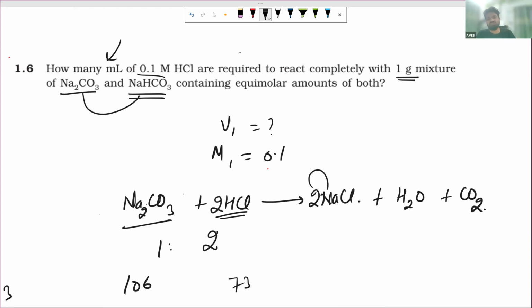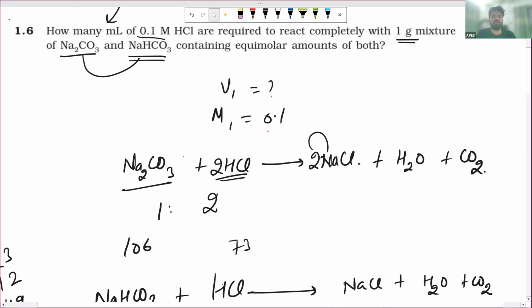So the simplest ratio: if we balance this equation, we get Na2CO3 reacting with HCl. Then it gives you this reaction. And here you will notice that when you balance this one, the combining ratio is 1 mole of this with 2 moles of HCl. If 1 mole of this one is present, then we have 2 moles of HCl. You understood?